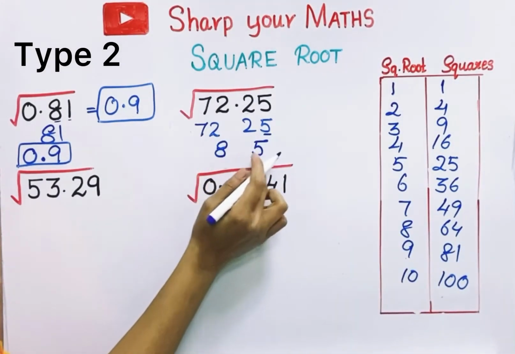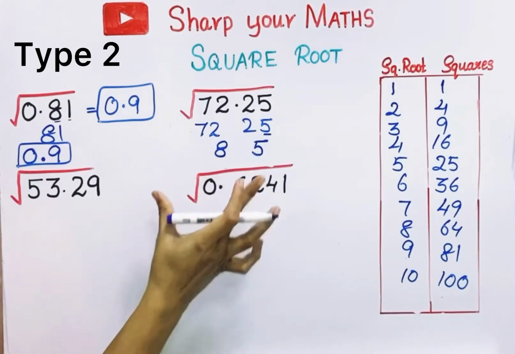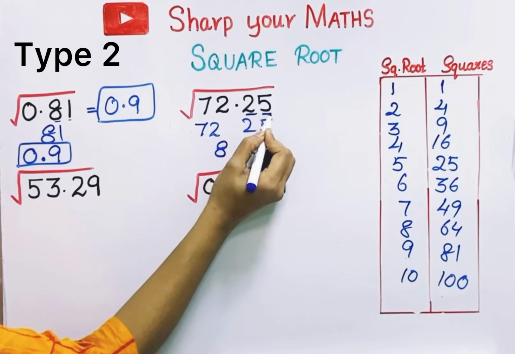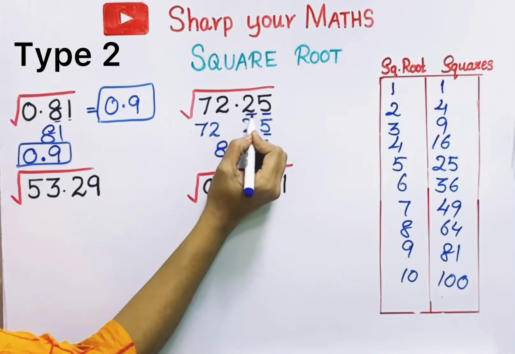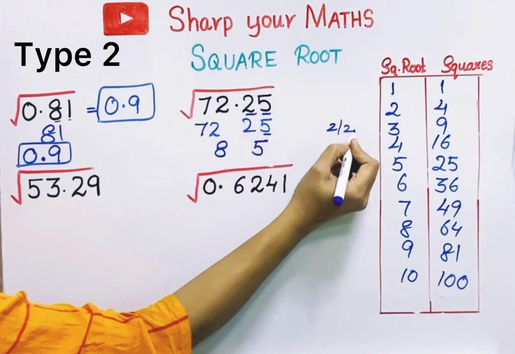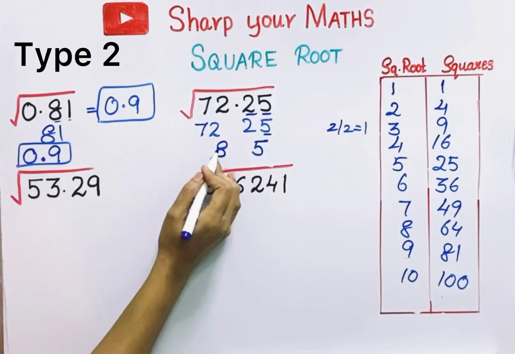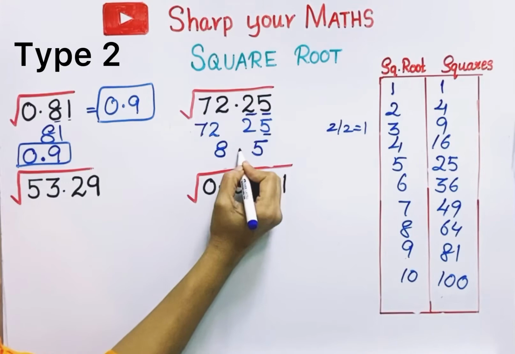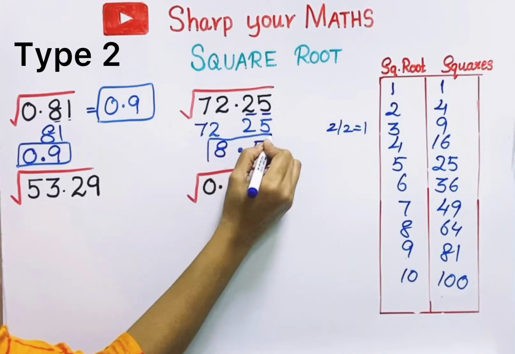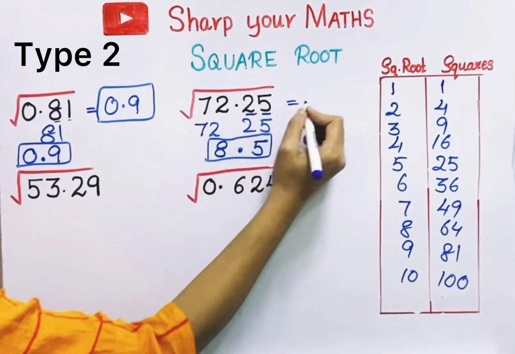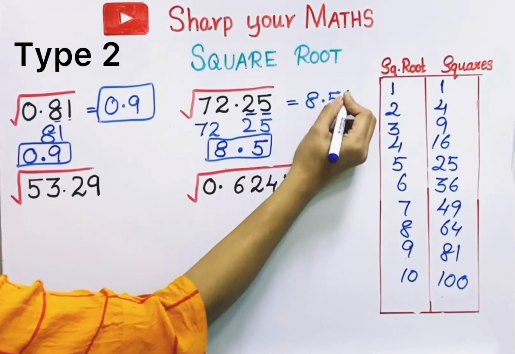So 85, and we have to insert the point. To insert the point, check the decimal places in the question, 2 decimal places. After the point, 2 decimal places. Take half of it, 1. So the answer should have 1 decimal place. For that, from the right side, move 1 place and put a point. So the answer is 8.5. The square root of 72.25 is 8.5.